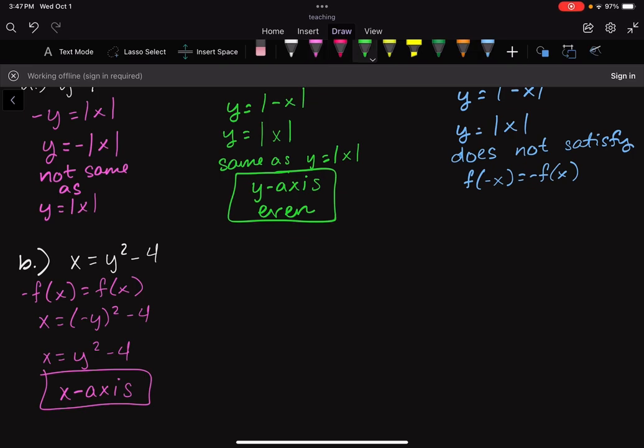Now just to show you what would happen with the other ones, for the y-axis, we're trying to satisfy this property. But what we'll see is if we plug in a negative x, I'm not able to get back to my original. The most I could do is maybe divide everything by negative, but it doesn't do anything. I can't get back to the original. So it doesn't satisfy.